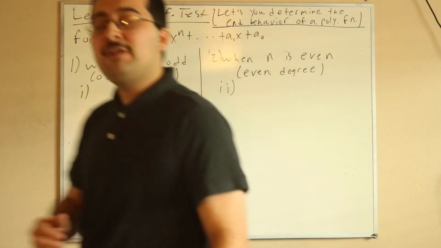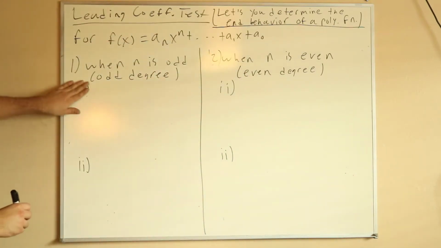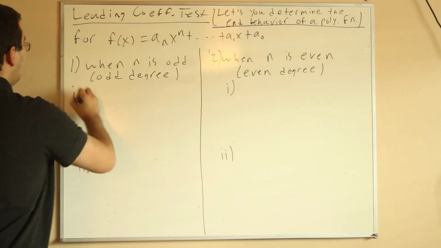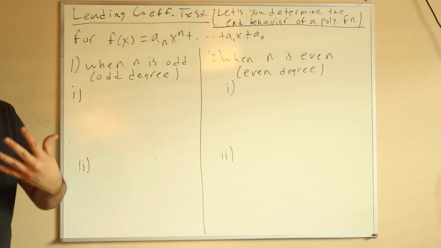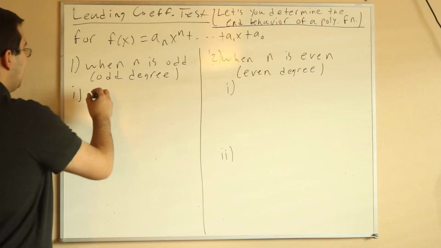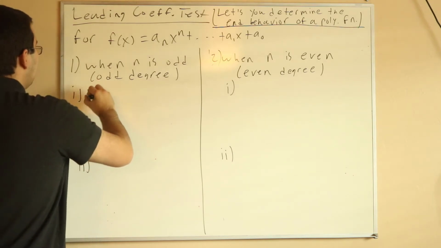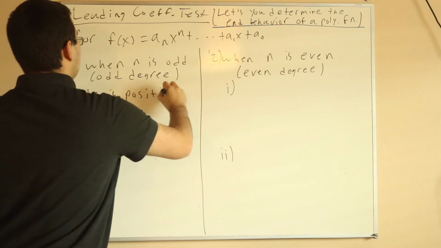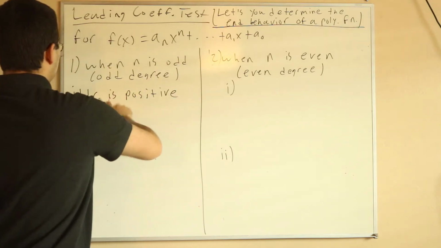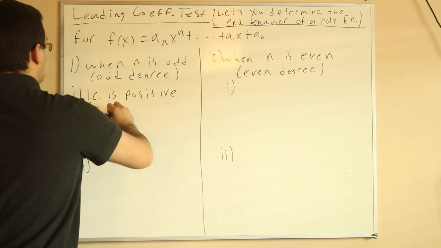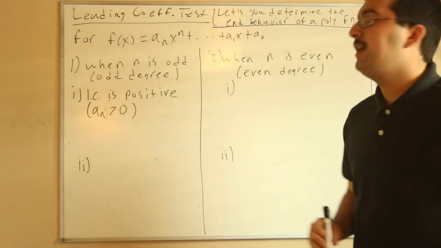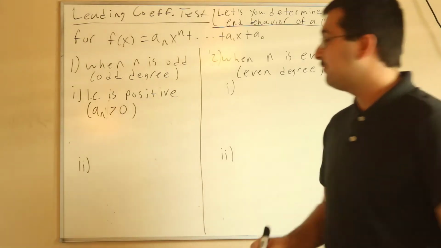Okay, so the determining factor for our subcases is going to be the leading coefficients. Alright, so each subcase is made off of the leading coefficient. And the first one is when the leading coefficient is positive. So a sub n is greater than 0. And then your second subcase is when the leading coefficient is negative.